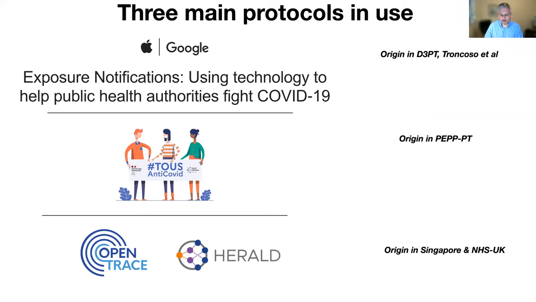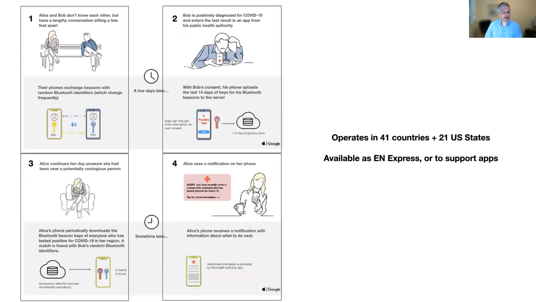So then over time, three main protocols have emerged. The main one used around the world is the joint Apple Google exposure notification system that was based on the D3PT protocol developed by Carmela Troncoso and colleagues in Switzerland. In France, there was a protocol that was originally proposed for many countries in Europe and deployed in a few countries, which is the basis of the French TousAntiCovid app, and then the Herald and OpenTrace protocol used in Singapore and in the original, but not the current, NHS UK app.